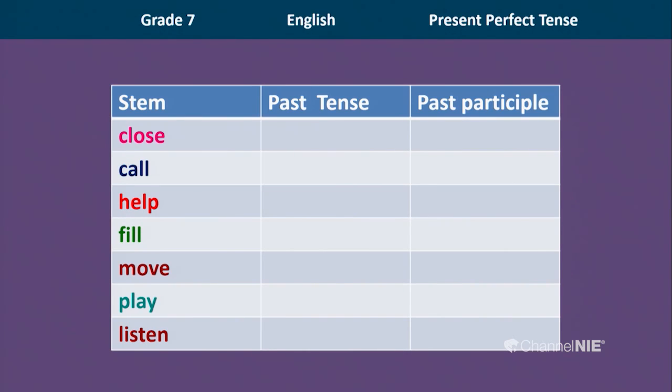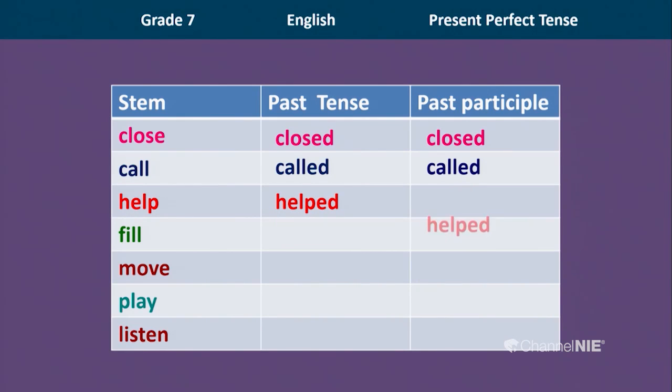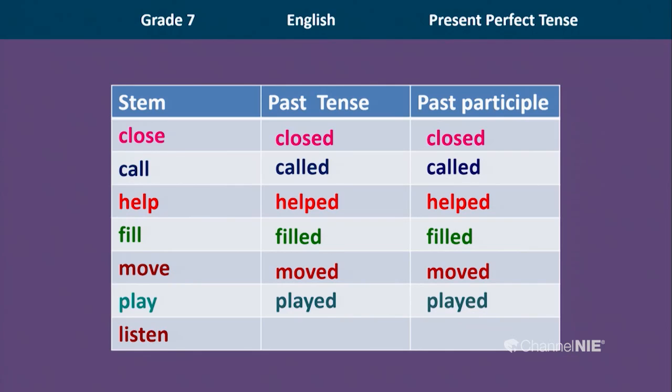Right. Now, Miss Niranji is going to help us to fill in the blanks. In the first one, children, the stem verb is close, the past tense verb is closed and the past participle is closed. Call, called, called. Help, helped, helped. Fill, filled, filled. Move, moved, moved. Play, played, played. Listen, listened, listened. All right, children. Now, you have formed the past tense and the past participle of the given verbs.